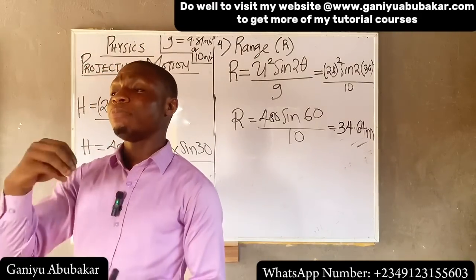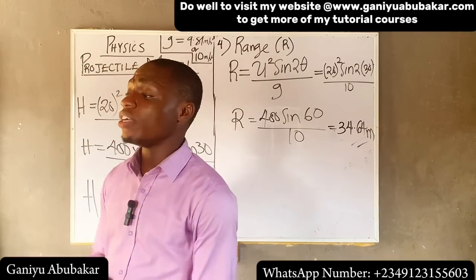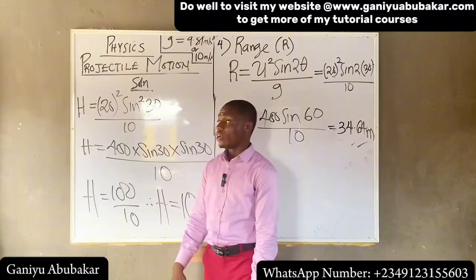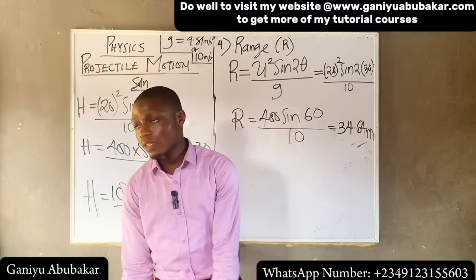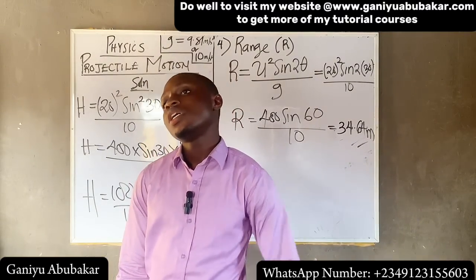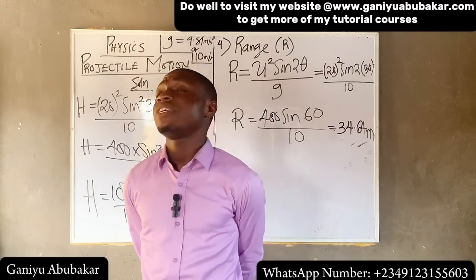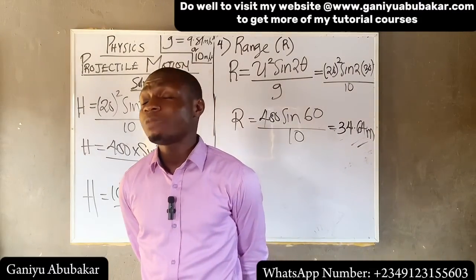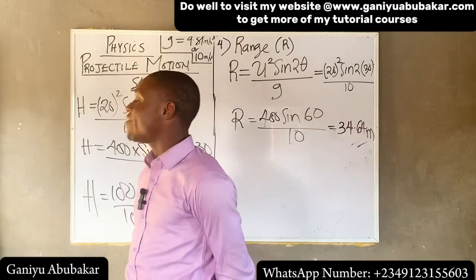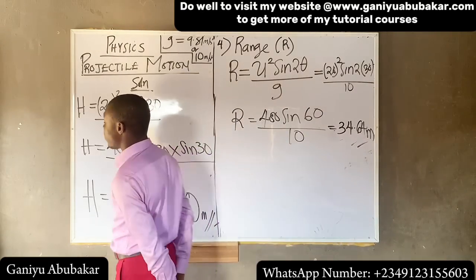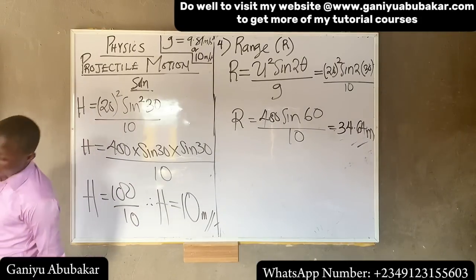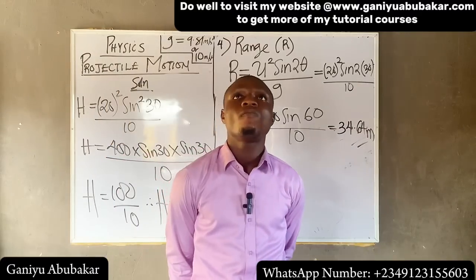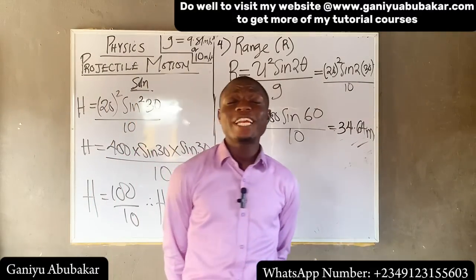A body is being projected at an angle 60 degrees into the air with an initial velocity of 40 meters per second. Don't put square, square is acceleration. And finally comes down to rest.